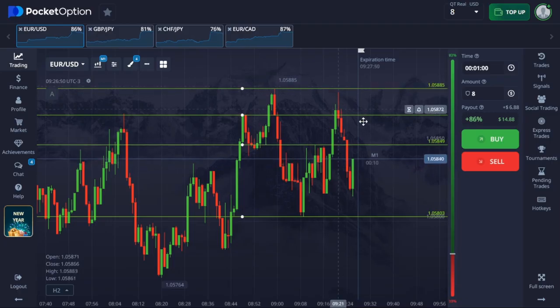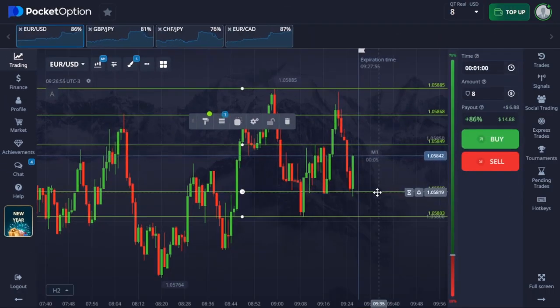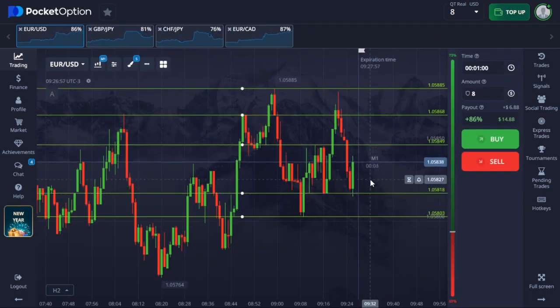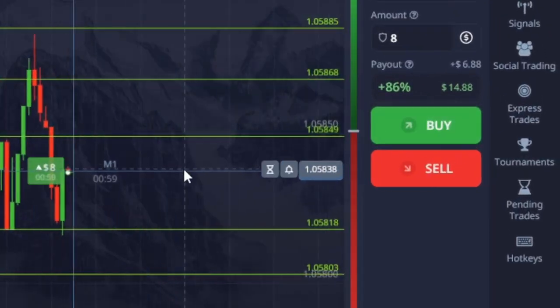Now it's forming resistance again. Look at how the price reacted. Right there I'm going to take a long position. I'm entering a long position because the price showed a significant reaction.